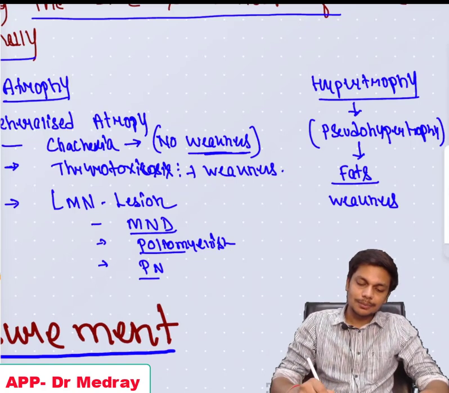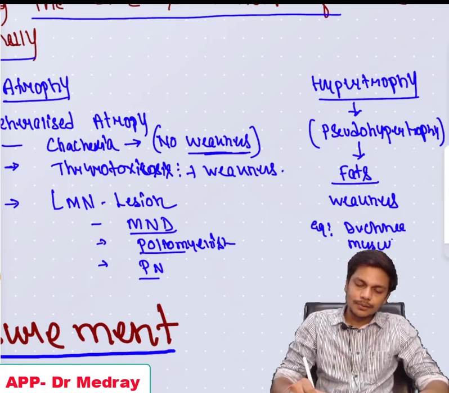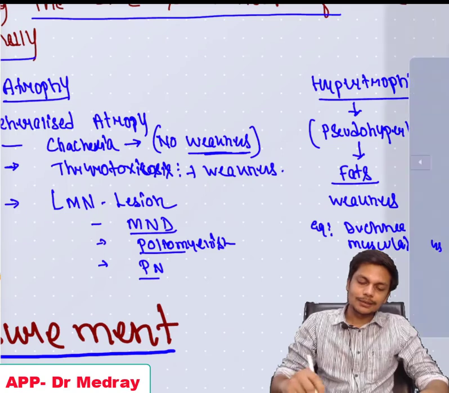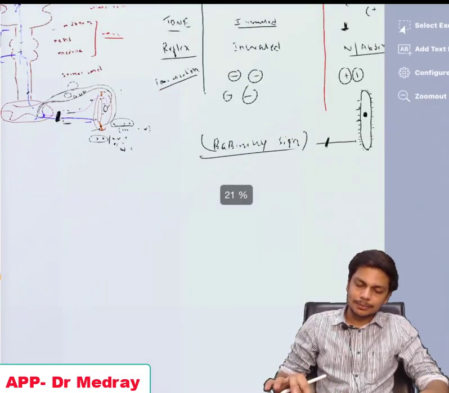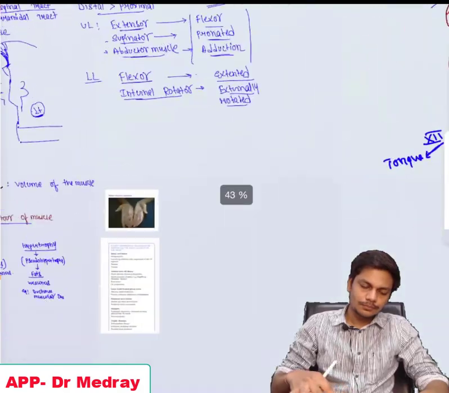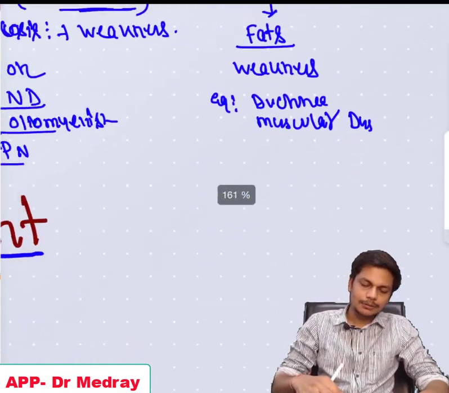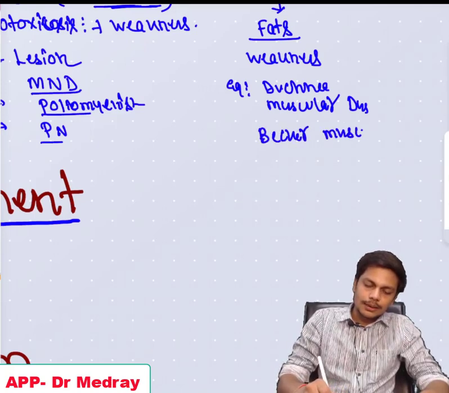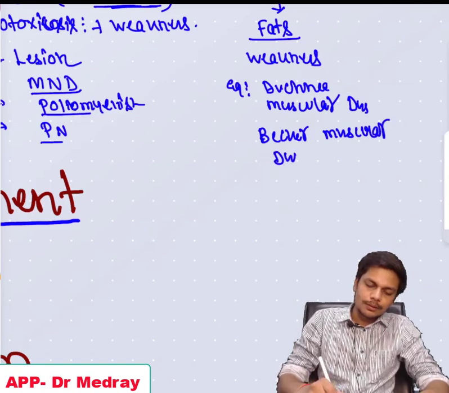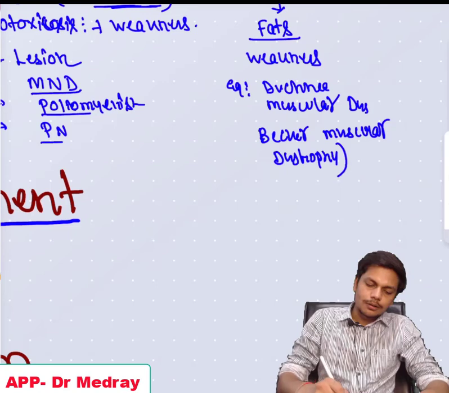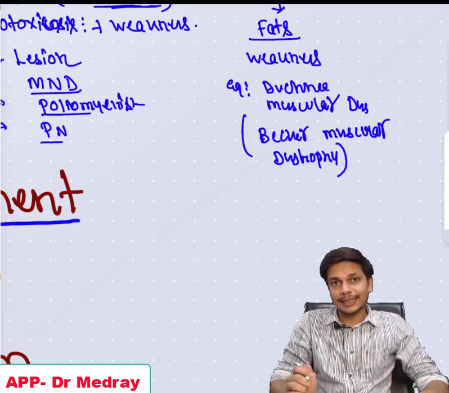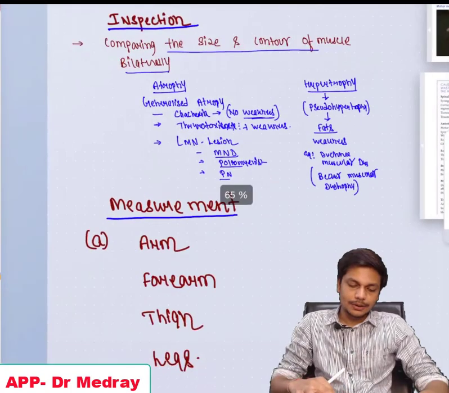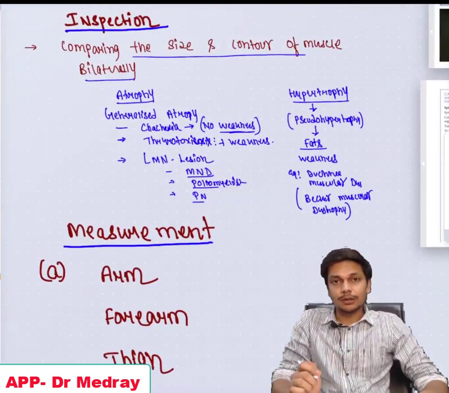Along with pseudohypertrophy, the classical examples are the Duchenne muscular dystrophy and the Becker muscular dystrophy, where the muscle tissue degenerates and is replaced by fatty tissue. So you can inspect the patient for wasting.